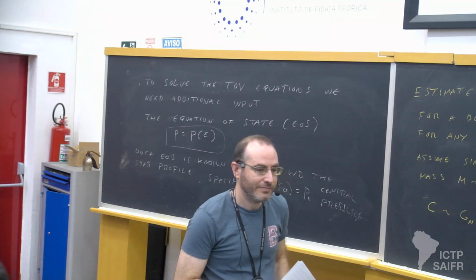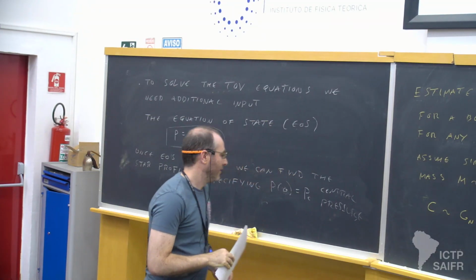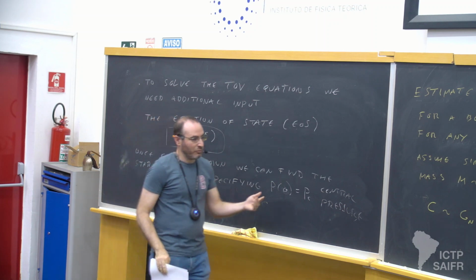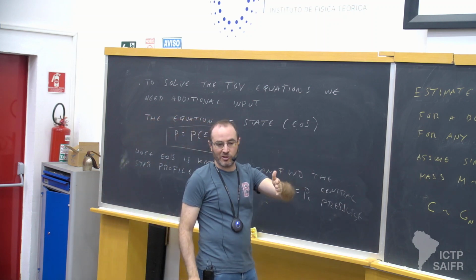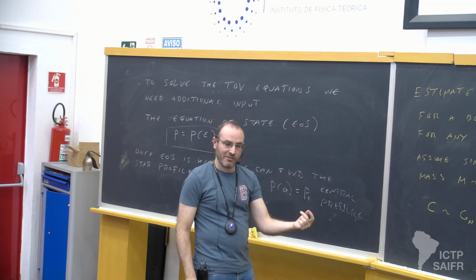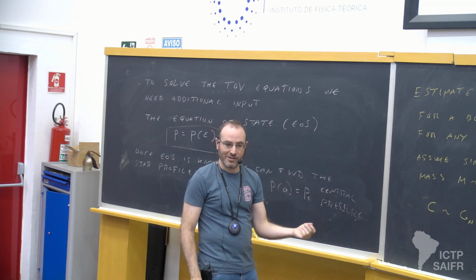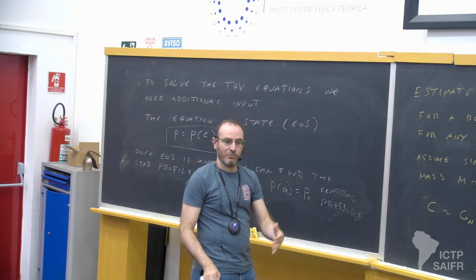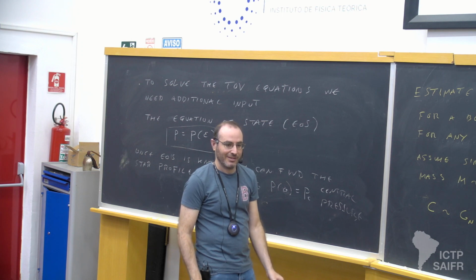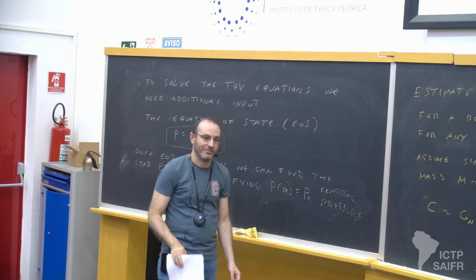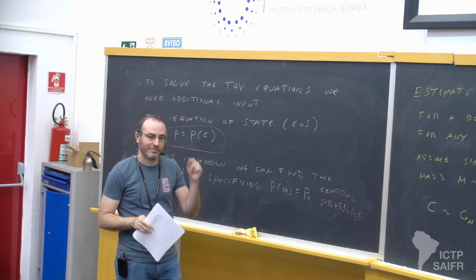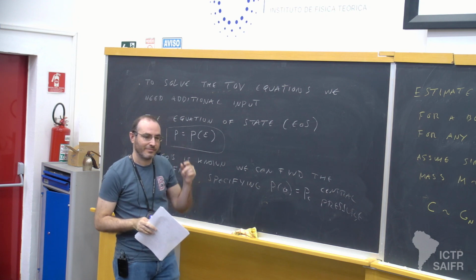This P of zero, is it also some input we need, or is it determined by the equations? We have a set of solutions that correspond to different stars. So a way to parameterize this set of solutions is by the central pressure. Another way would be specifying the mass and radius, for instance. So we can trade one of mass or radius for the central pressure in parameterizing.